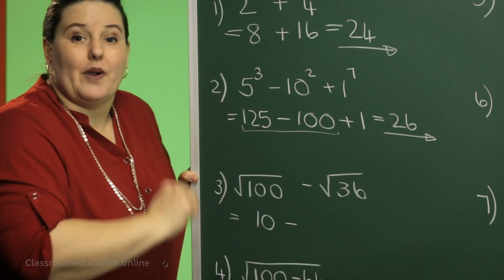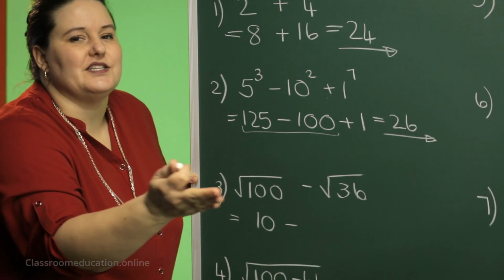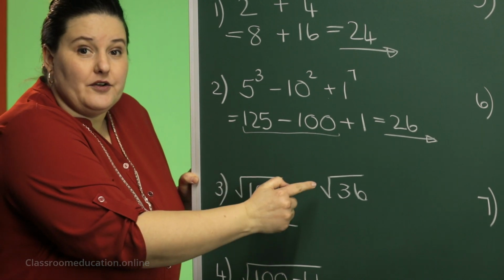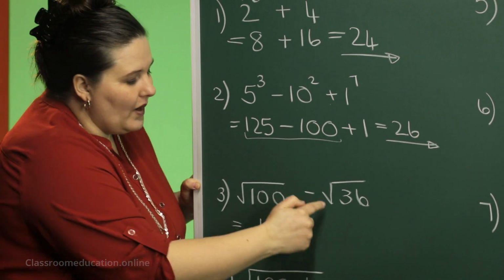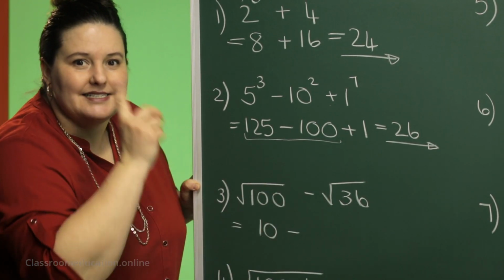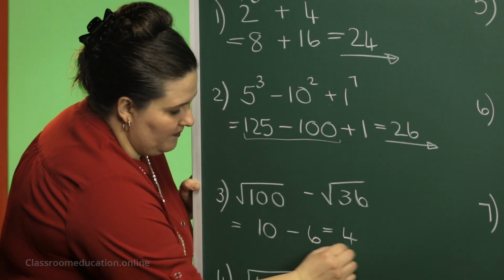Minus square root of 36. You might think of it as what times what is 36? Because square root is the opposite operation of squared. So what times what is 36? 6. And 10 minus 6, 4.